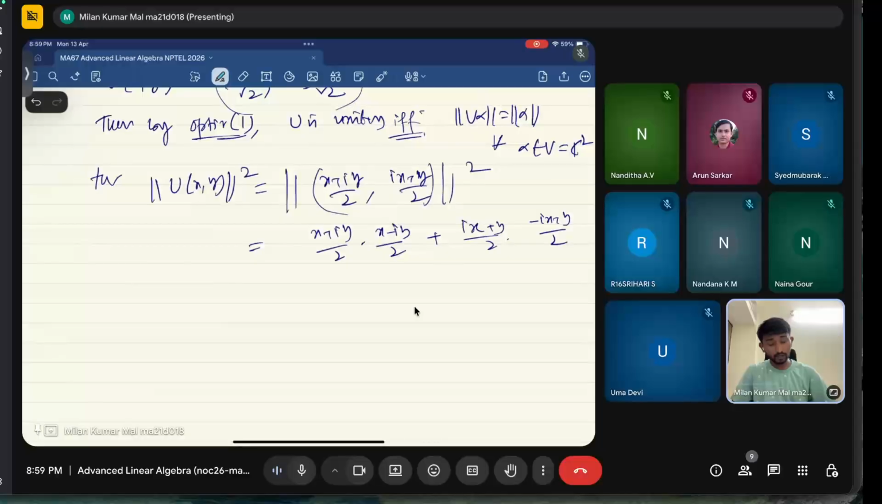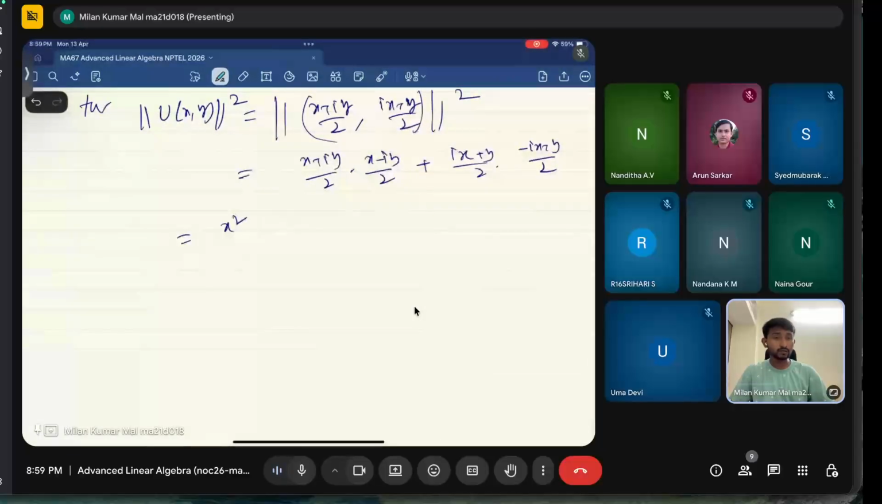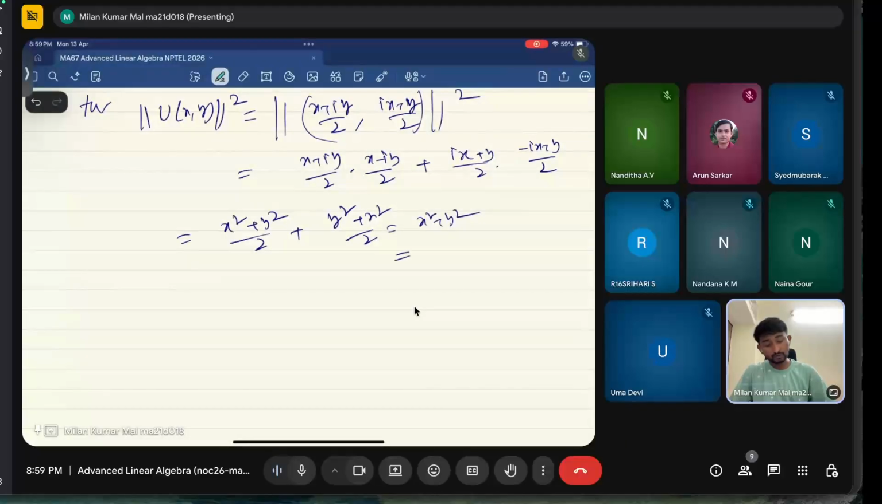Okay, taking the inner product, it will be x square minus i square y square, and i square is equal to minus 1, so this will be plus y square, by 2. Plus this will be y square minus i square x square, that will be plus x square, by 2. This equals x square plus y square, and that equals the norm of (x, y). Okay, this is what it is. So therefore, U is a unitary operator.